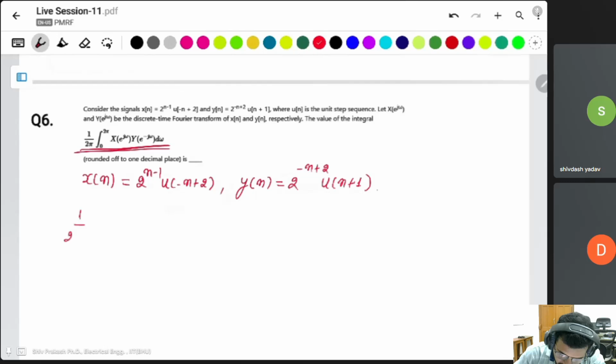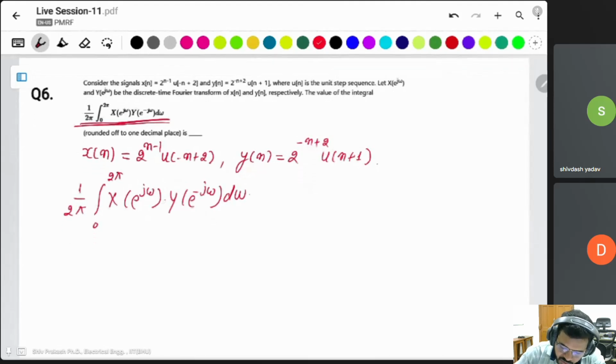It is asking about 1 by 2 pi integration over the whole time period of X(e to power of j omega) into Y(e to power of minus j omega) d omega. In this case, this is the multiplication of functions X and Y, and this function is available in the frequency domain. Multiplication in the frequency domain will be a convolution in the time domain.